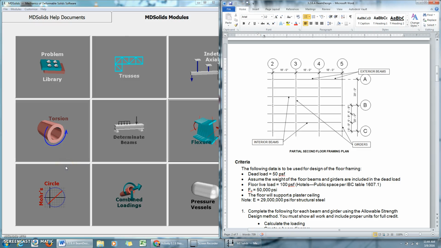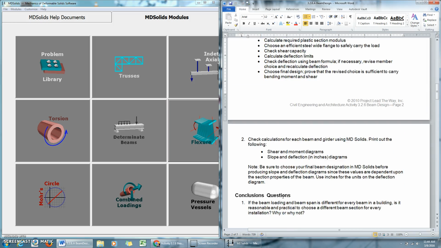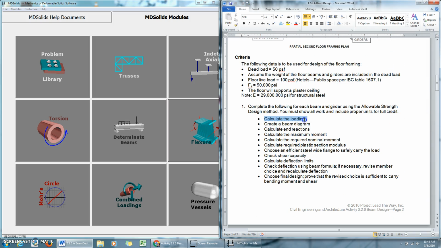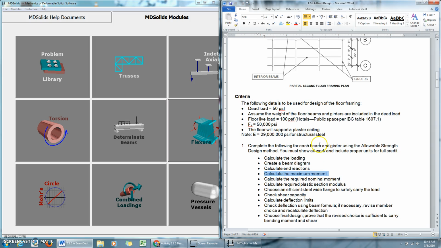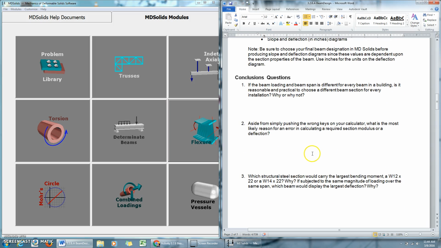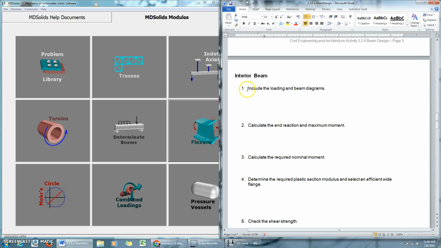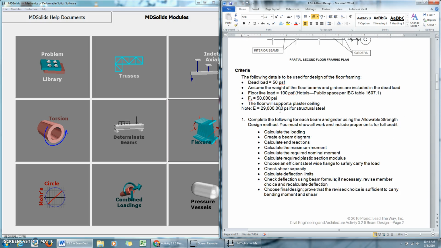In this video I'm going to show you how to determine the end reactions, or calculate the beam loading, create the beam diagram, calculate the end reactions, and calculate the maximum moment using MD-Solids. So we're going to go through the interior beam, including the loading and beam diagrams. That's going to come right out of MD-Solids. You'll print it off, put it in your engineering notebook.